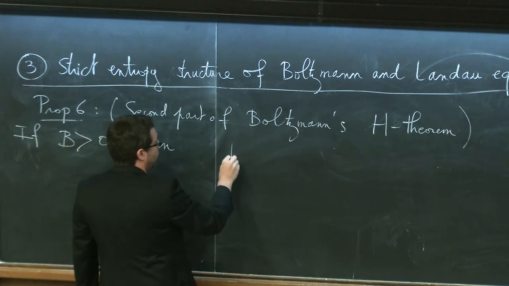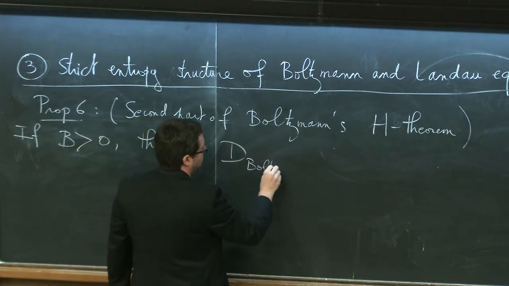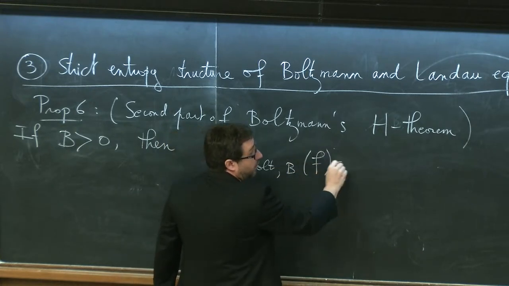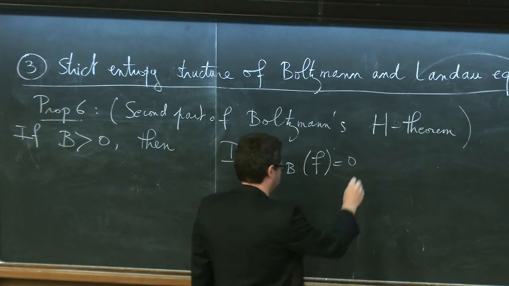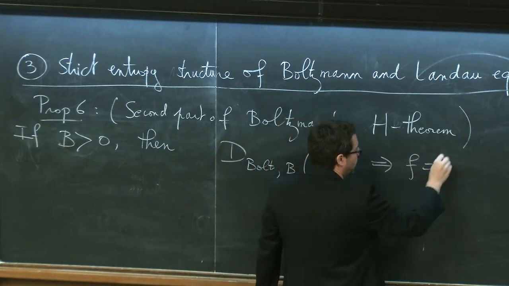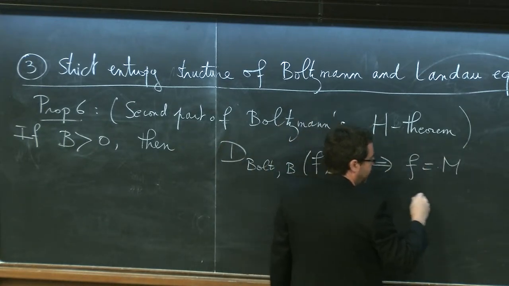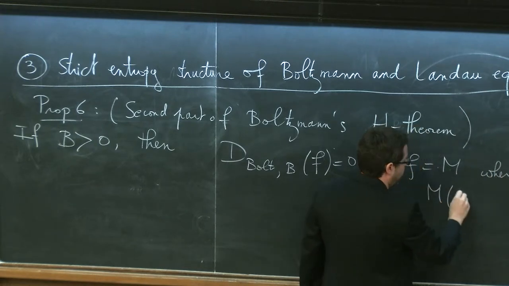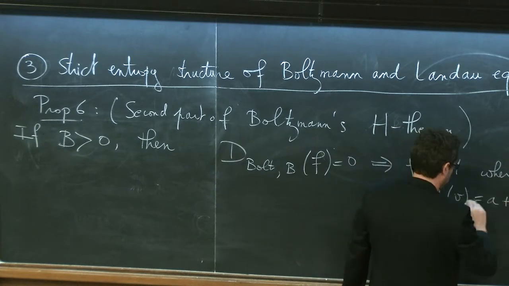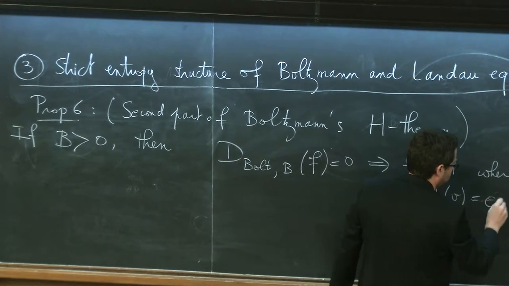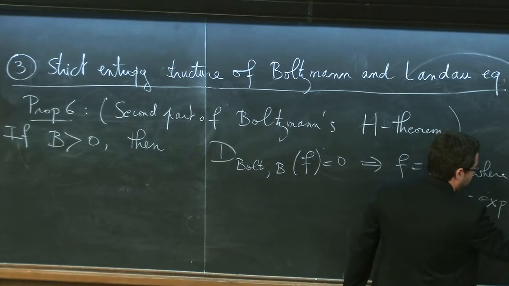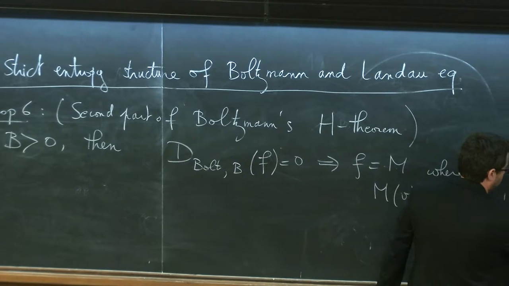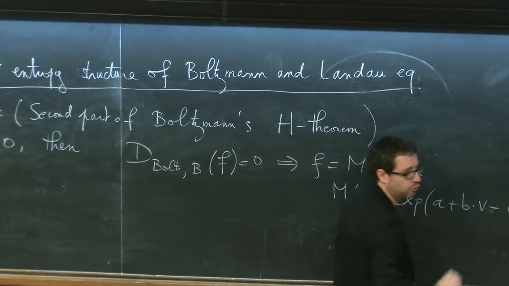the only functions for which the entropy dissipation is equal to zero are the Maxwellians, which are defined, as I said, by M is the exponential of A plus B scalar V minus C V square, or V square over 2, if you prefer.